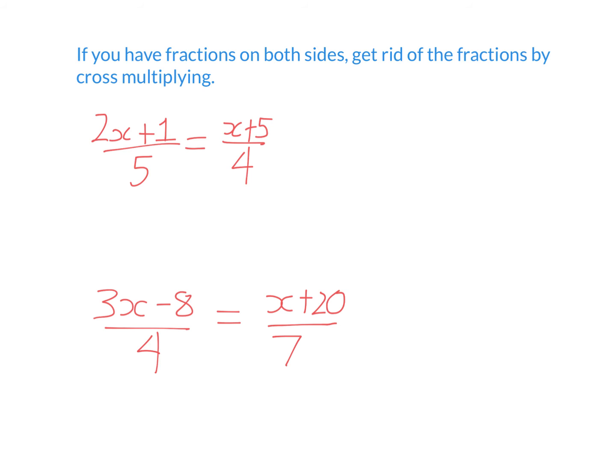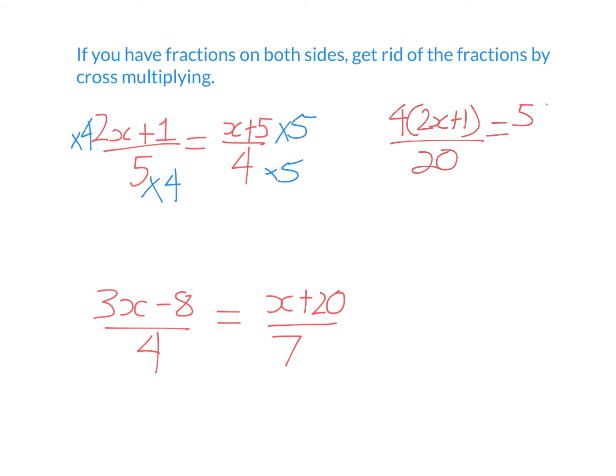So how am I going to do this? Well, what I can do is times top and bottom by 4 and top and bottom here by 5. I can make these two fractions have the same denominator. So on the left-hand side, I get 4 lots, I'm timesing 4 by the whole thing, and I get 20 on the bottom. On the right-hand side, I've got 5 lots of x plus 5, I'm timesing 5 by the whole thing, and I've got 20 on the bottom. So since both denominators are 20, that means the numerators must be equal. That means I have this.